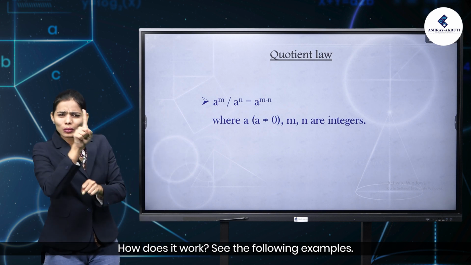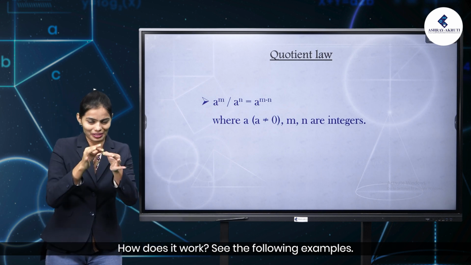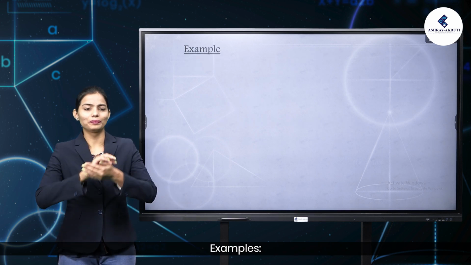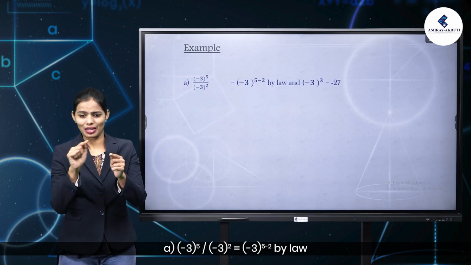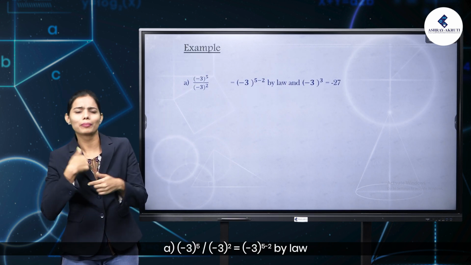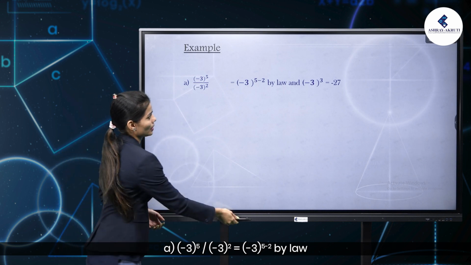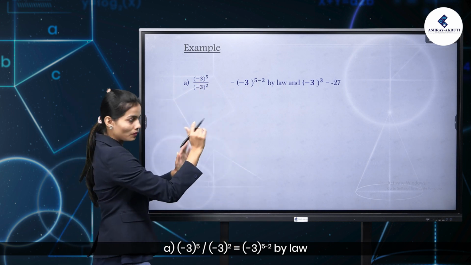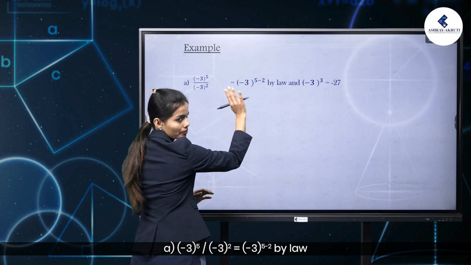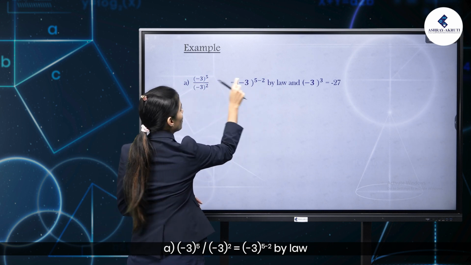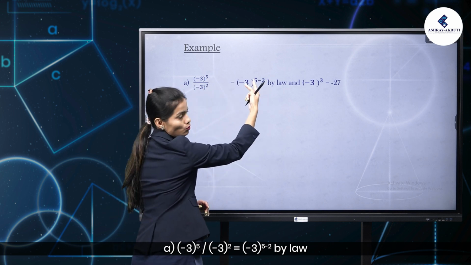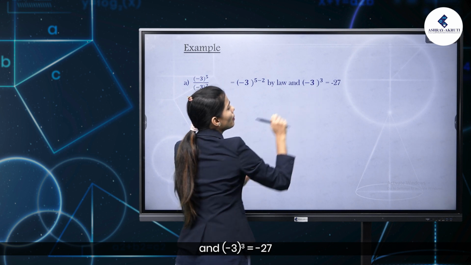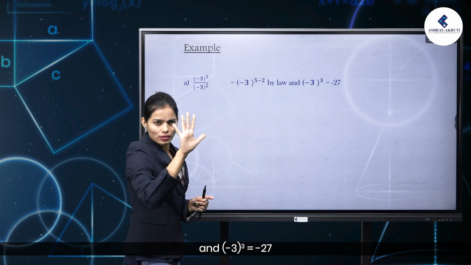How does it work? See the following examples. Minus 3 to the power 5 by minus 3 to the power 2 is equal to minus 3 to the power 5 minus 2 by law, and minus 3 to the power 3 is equal to minus 27.